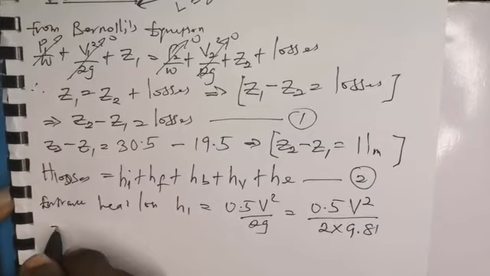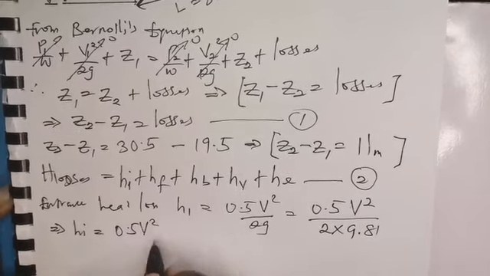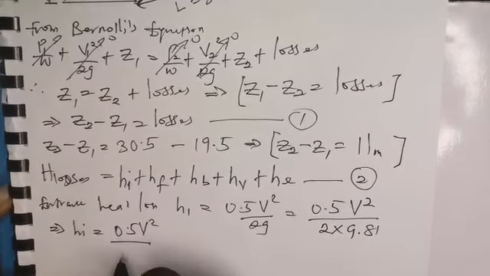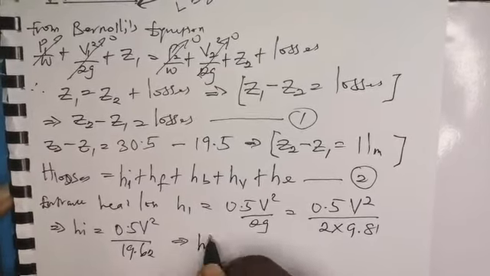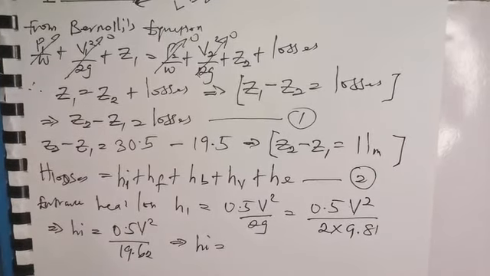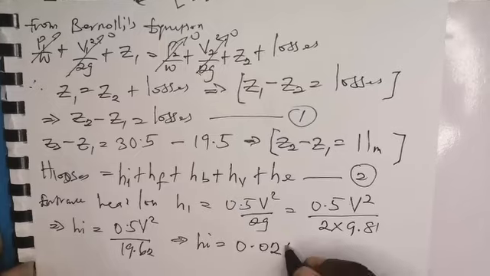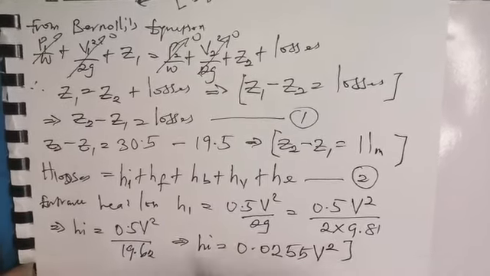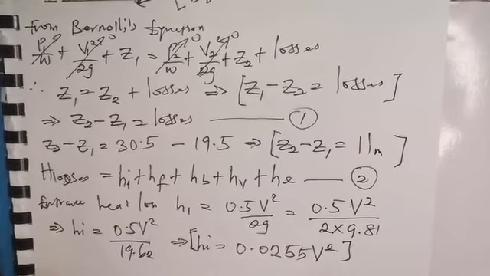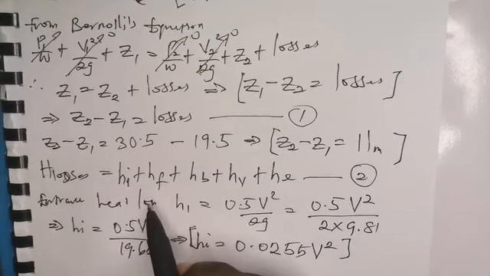This simply implies that inlet head loss is equal to 0.5 V squared all over 2 times 9.81, which gives us 19.62. So let's simply obtain the inlet head loss. This is going to be 0.5 divided by 19.62. That gives us 0.0255 V squared. So this is our inlet head loss. Keep it aside. The next thing in the equation is the head loss due to friction.